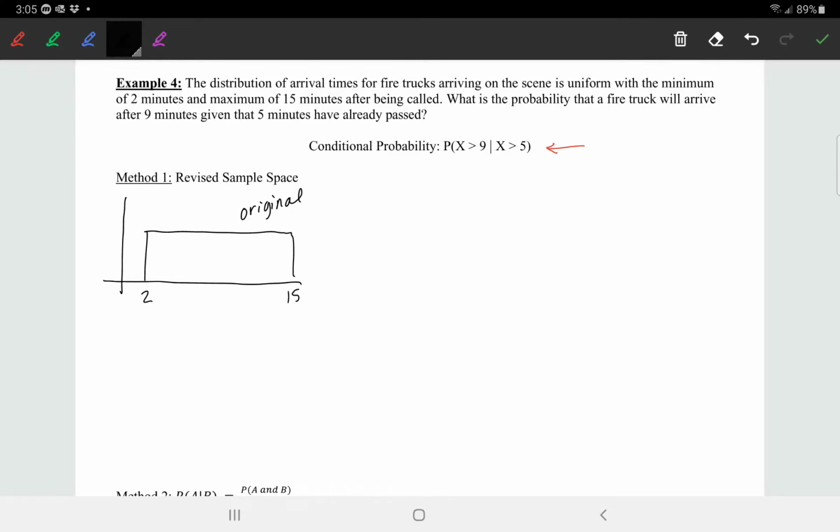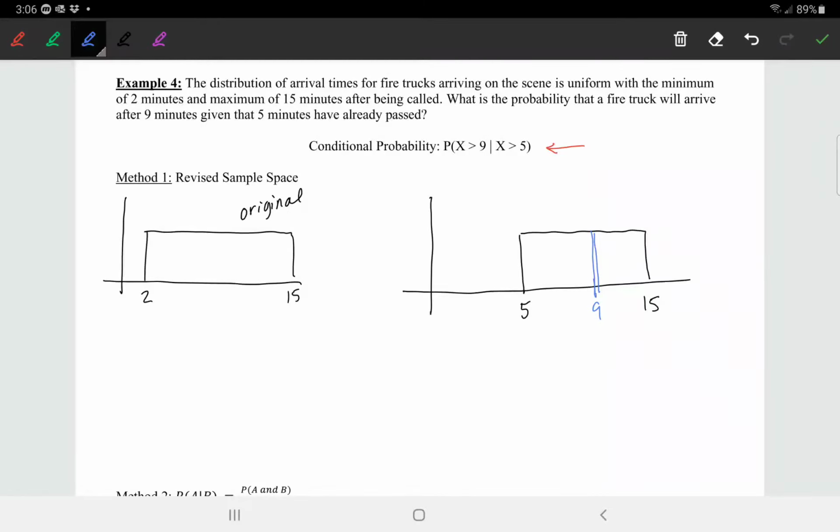But now remember that 5 minutes has already passed. So what we could do is just look at that portion of the rectangle that starts at 5 minutes and comes up to 15. And then we could ask, what's the probability that the fire truck is going to take longer than 9 minutes? If we do it this way, this is the revised sample space. This is our new sample space. And we still do the same thing.